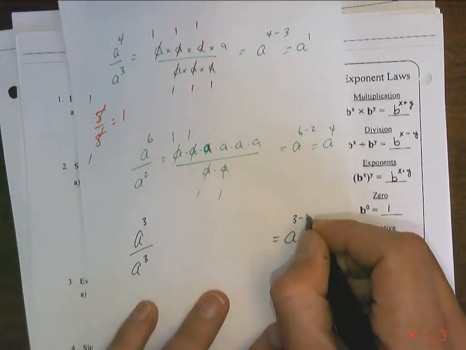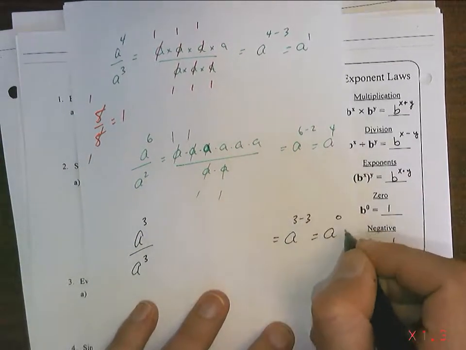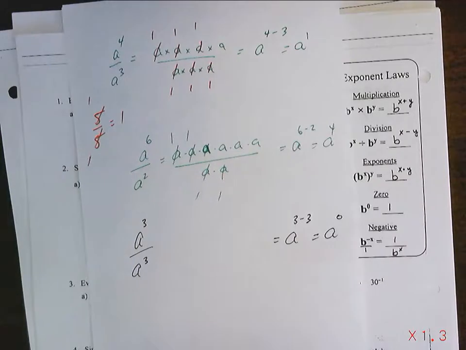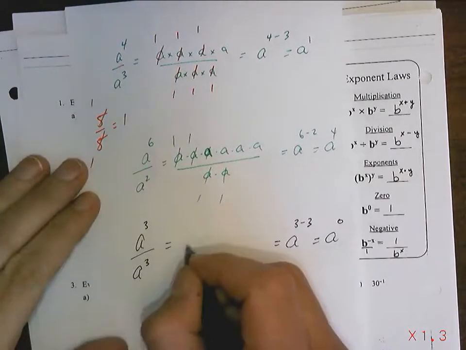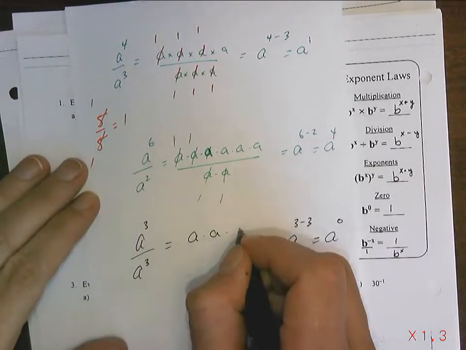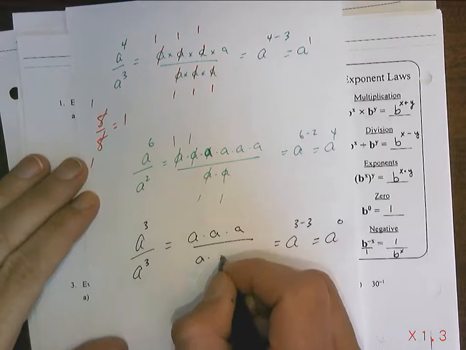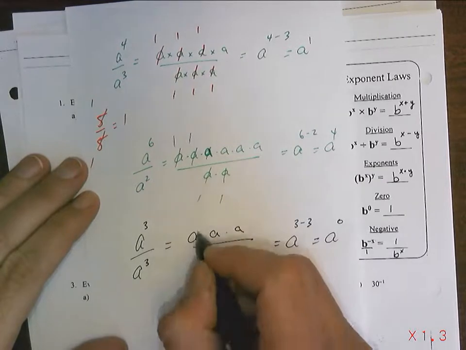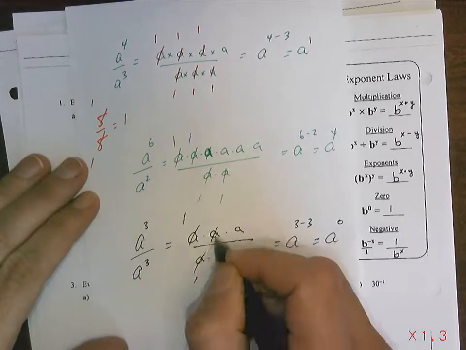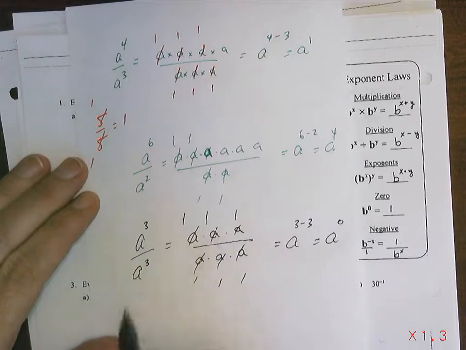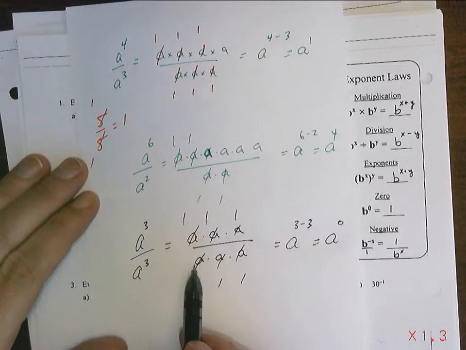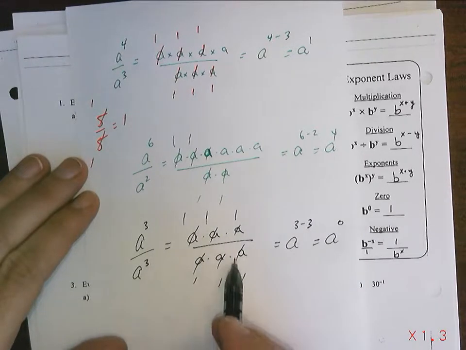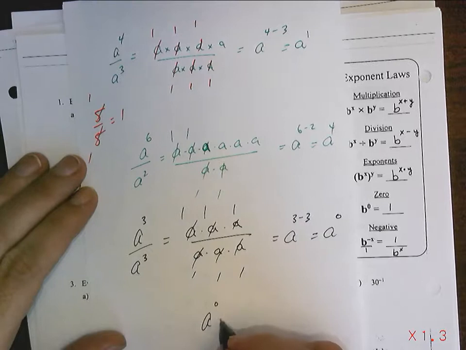A to the 3 minus 3 is a to the 0. Okay. And doing it the other way, now I'm using the dots to represent timesing. Reducing. 1 times 1 times 1 on top, divided by 1 times 1 times 1 on the bottom. A to the 0 equals 1.